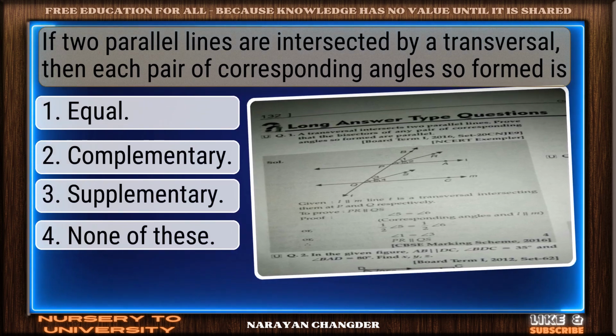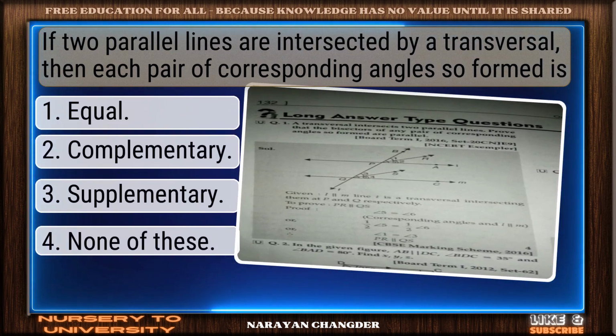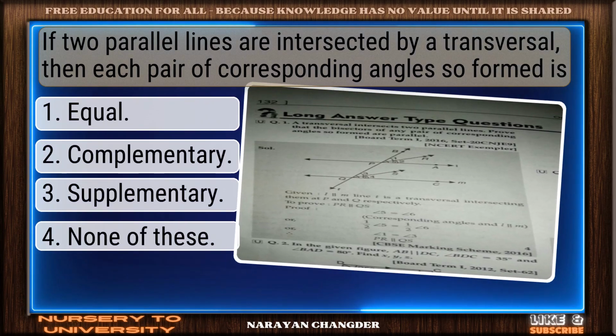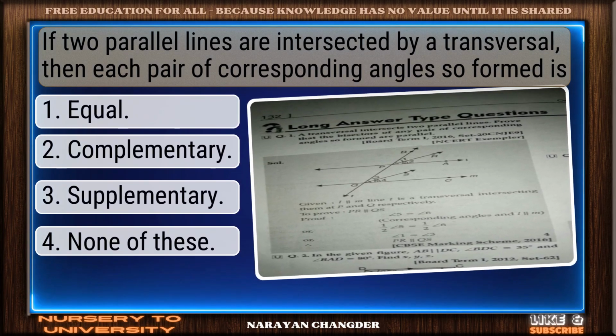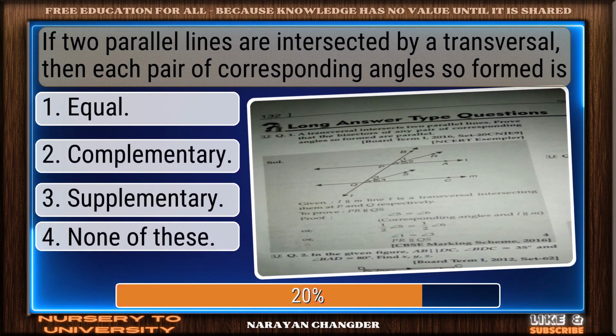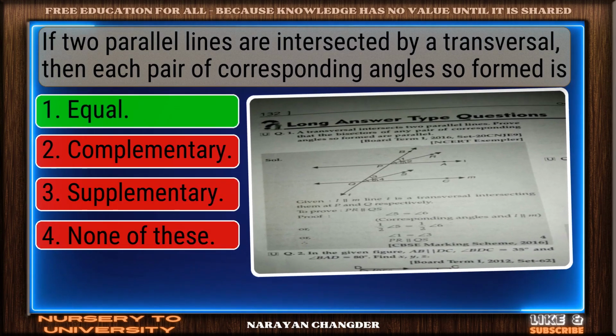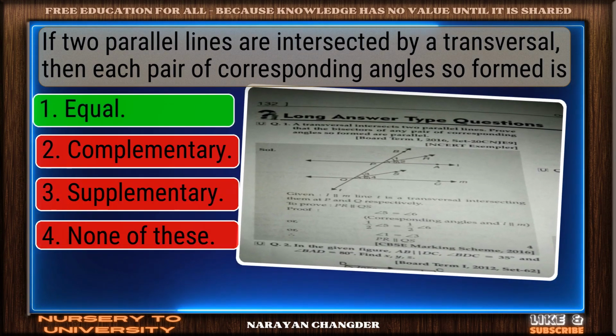Question number 26. If two parallel lines are intersected by a transversal, then each pair of corresponding angles so formed is. Correct response. Equal is the most accurate answer.